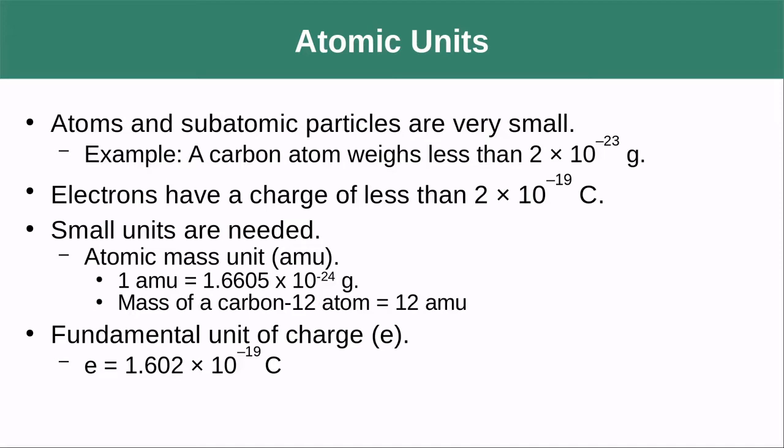1 AMU is 1.6605 times 10 to the negative 24 grams. And this is pretty convenient. Now the mass of carbon 12, for instance, can be described as just 12 AMUs. And then we have our fundamental unit of charge, which is just the electron. The electron is equal to the charge of an electron in coulombs, this number that Millikan came up with, 1.602 times 10 to the negative 19 coulombs.